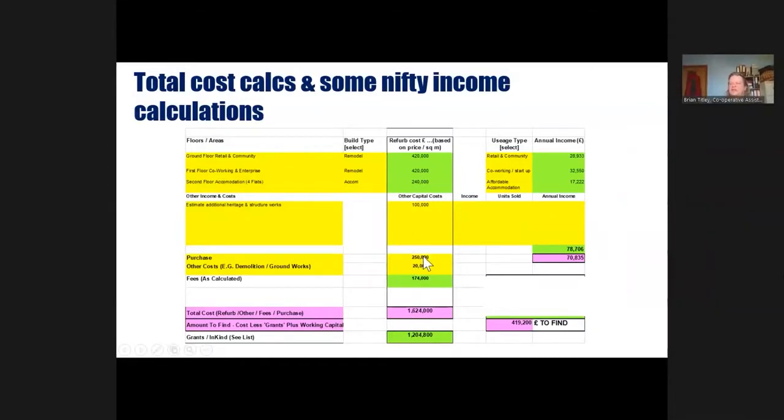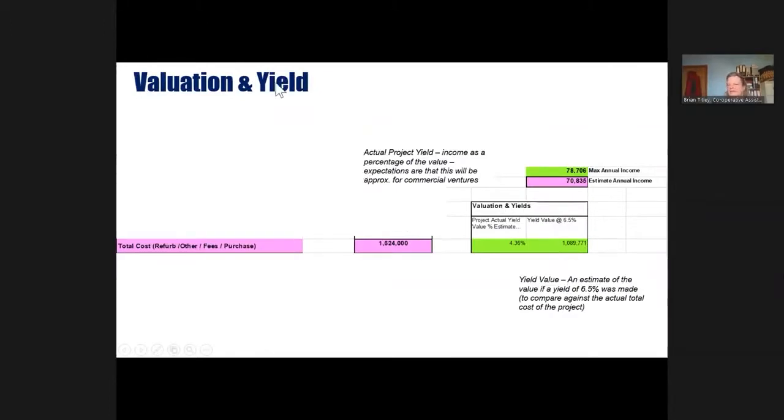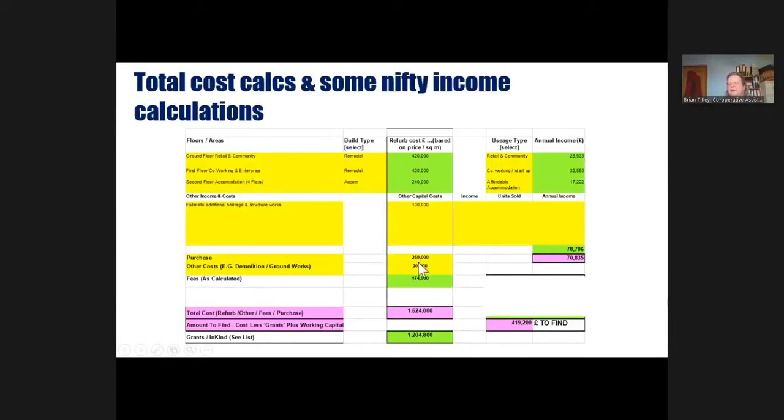So you've got the purchase price. Oh, great. How do I go backwards? Put the purchase price and the other costs in there, so other costs which are incurred within that purchase. And so then you have the total costs, including refurb, purchase and fees there. And here you've got your grants which are available. So you've got purchase price and grants, and so we know the difference between these two. We've got 419,200 to find.